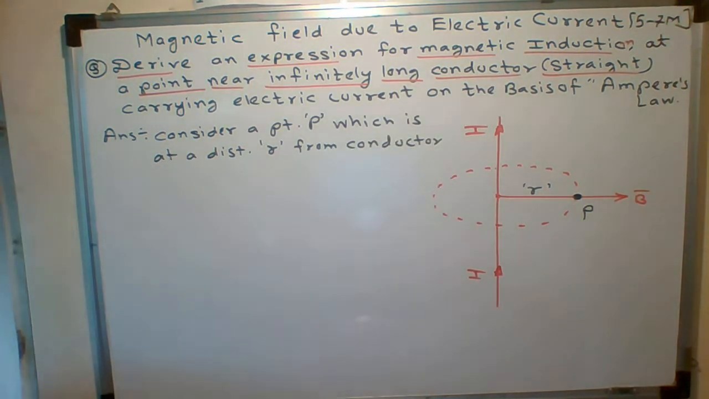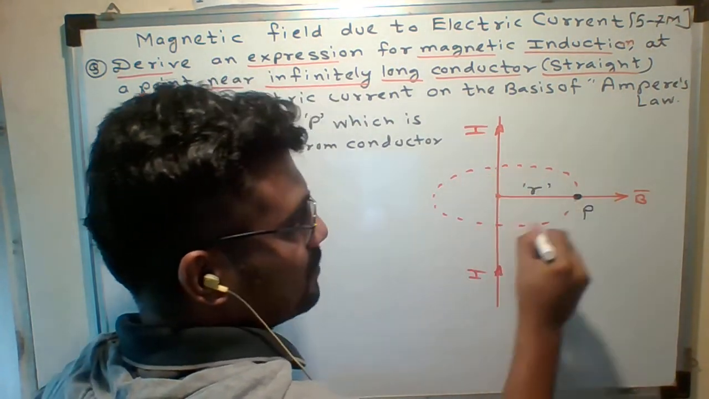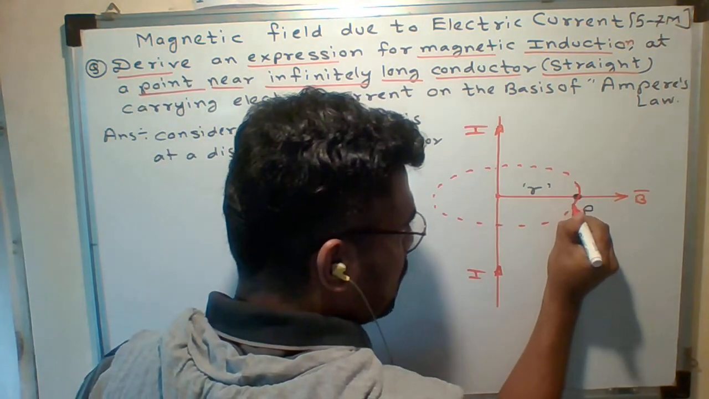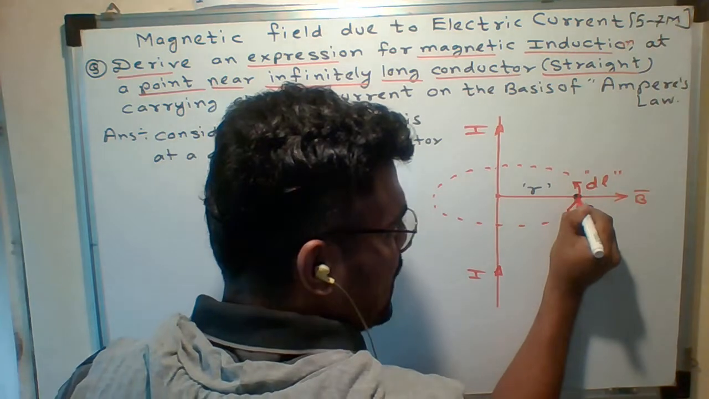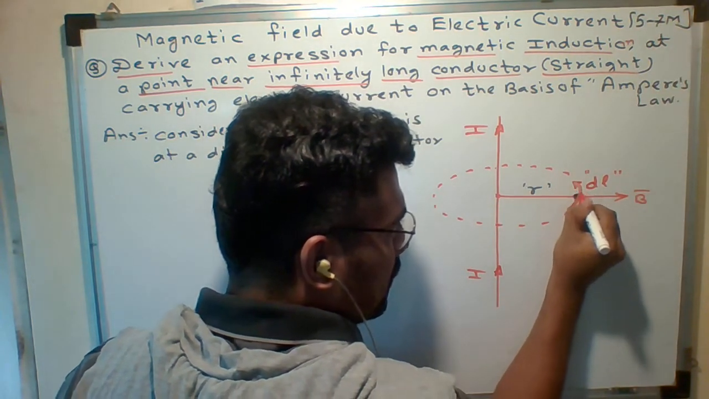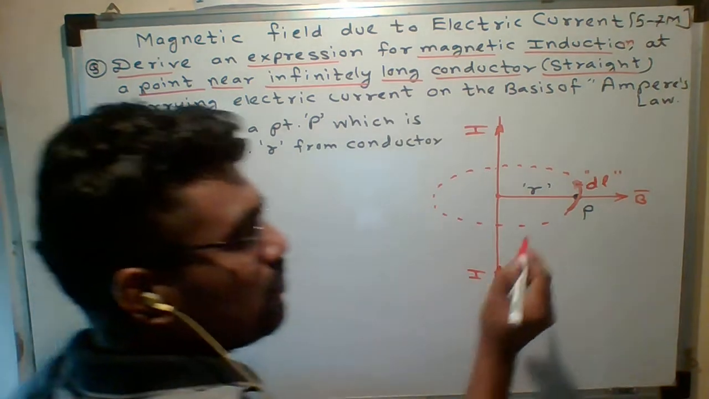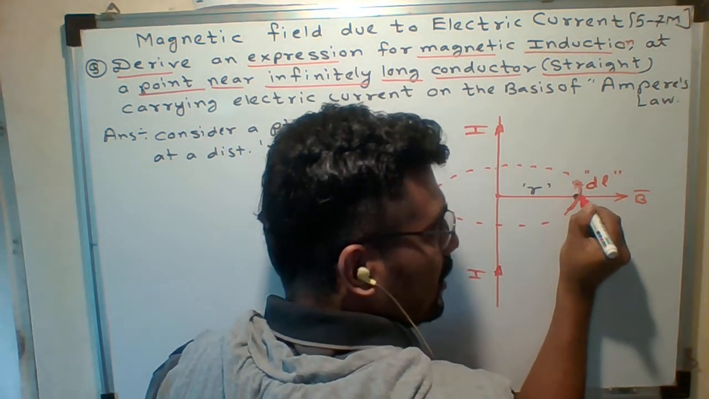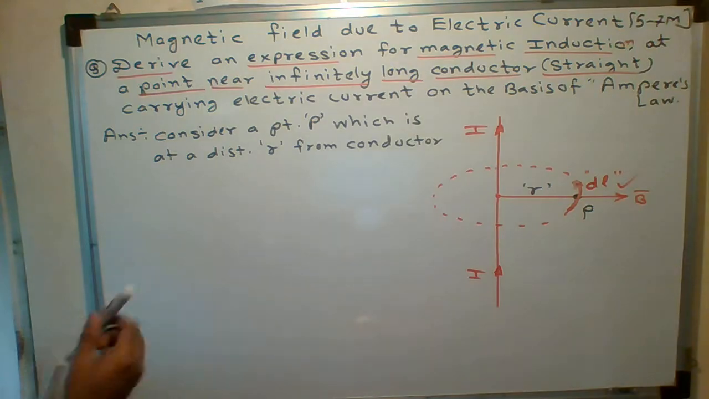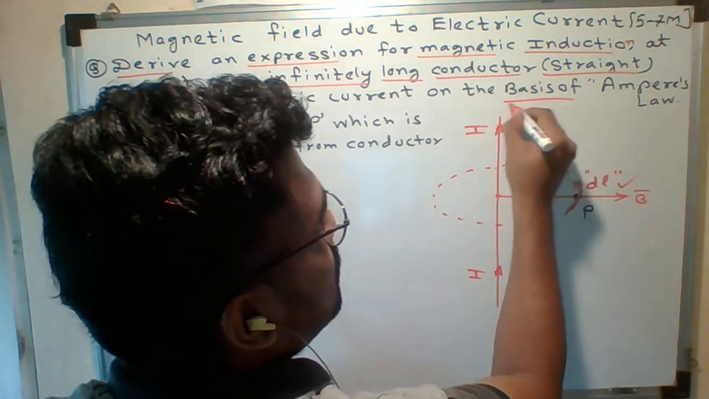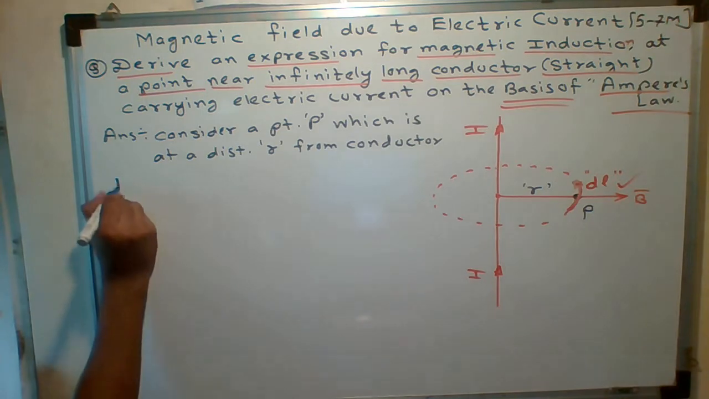Now all of you concentrate. Through this point, we have drawn one circle of radius r. On that circle, I consider a small element dl, a small length, at point P, because I have to find the magnetic induction at this point. We have to find the derivation on the basis of Ampere's law. Now let me complete the theory part.